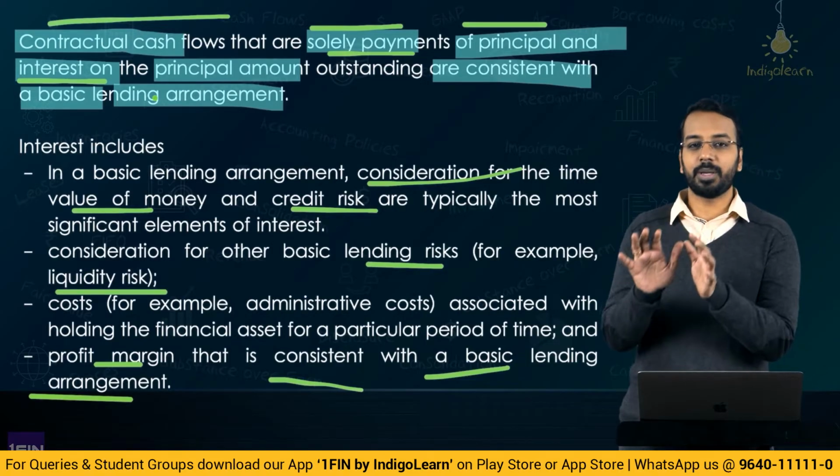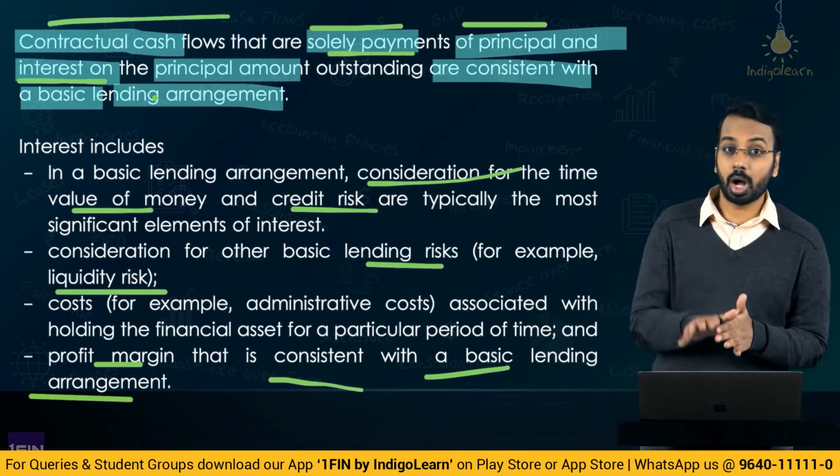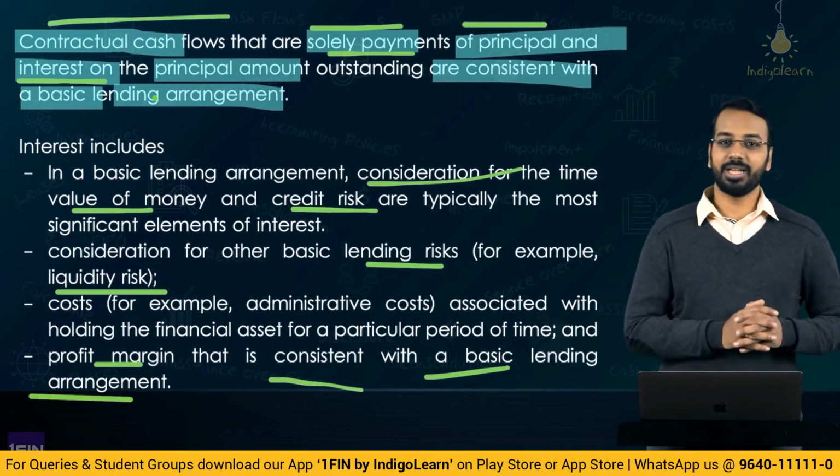So, if they are solely the payment of principal and interest, then it will fall under one category. If they are not solely the payment of principal and interest, then it will fall under some other category. So, now let us have a look at a few examples and understand the contractual cash flow characteristic test.